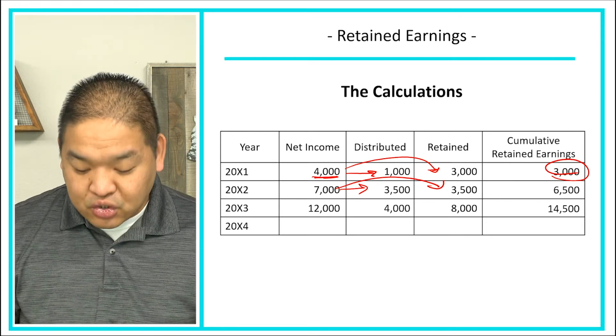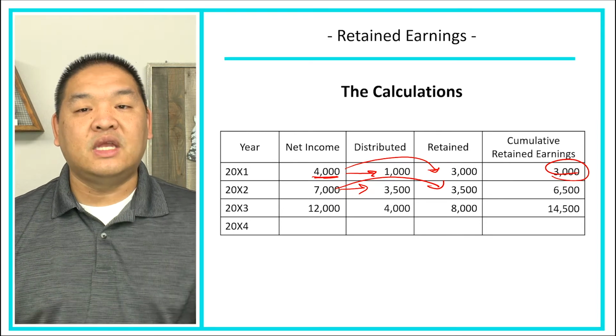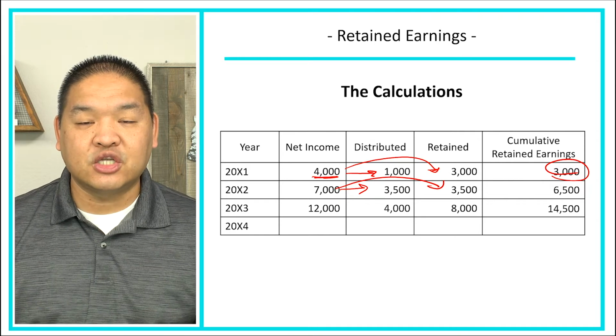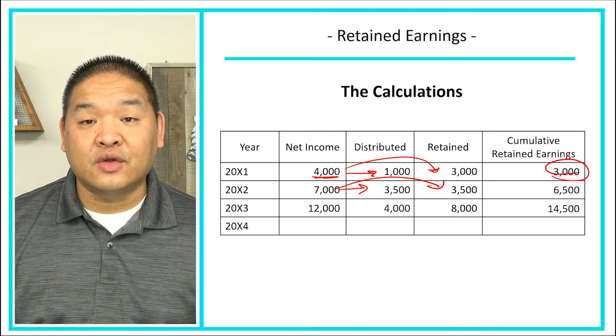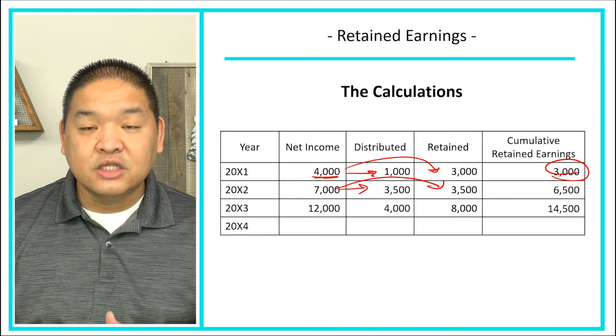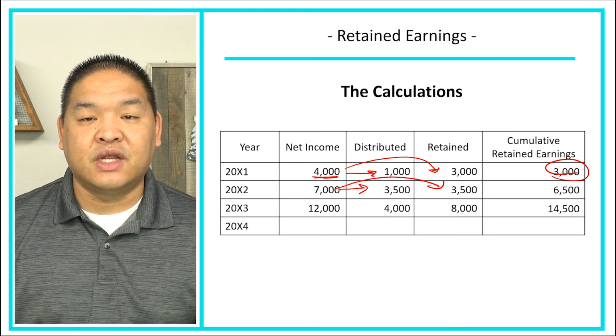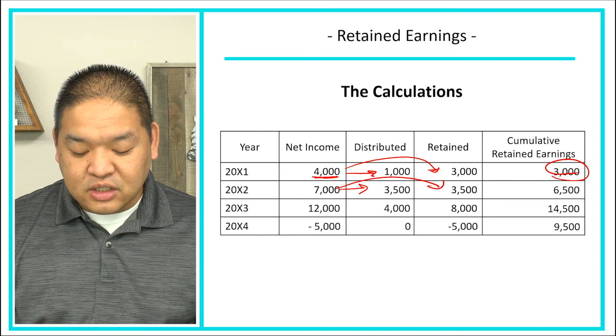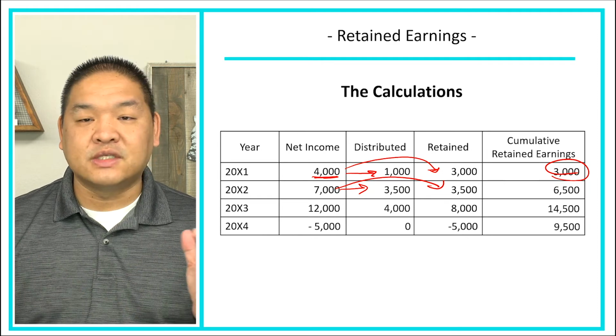They've decided to distribute $4,000, therefore keeping $8,000 in their possession. By doing that, the retained earnings goes from $6,500 to $14,500. Then moving into year four, let's say in year four there was a loss.